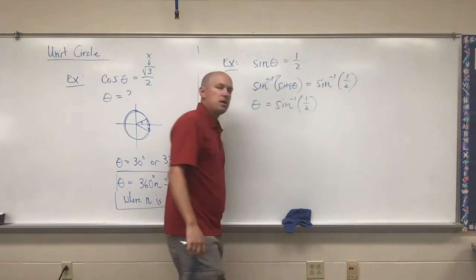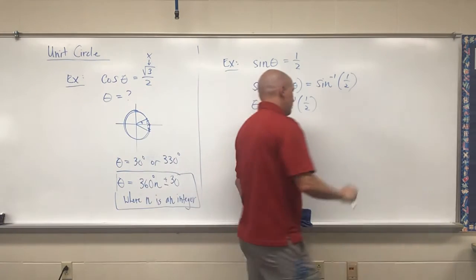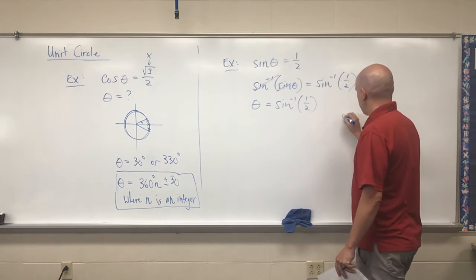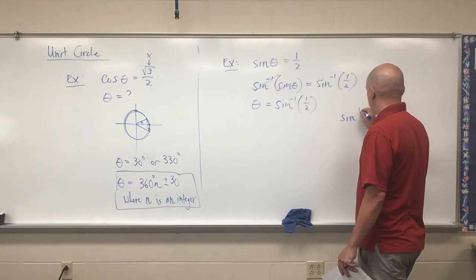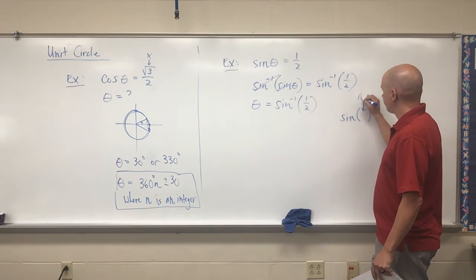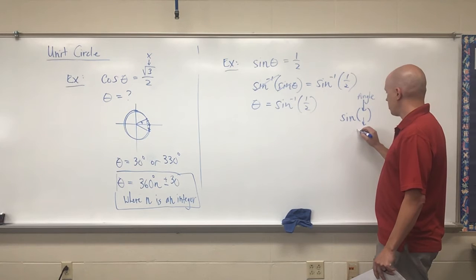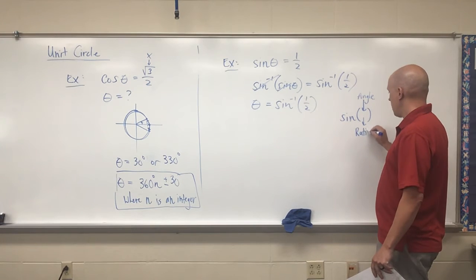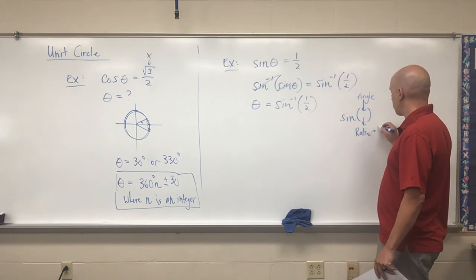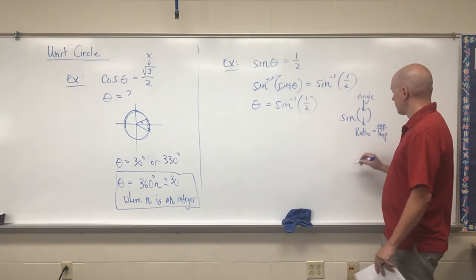Let's talk about sine inverse and what that means. So you have two options with trig. First of all, I have regular sine. What do we put in regular sine? Our input is an angle. It outputs the ratio, and because it's sine, it outputs the ratio of opposite over the hypotenuse.